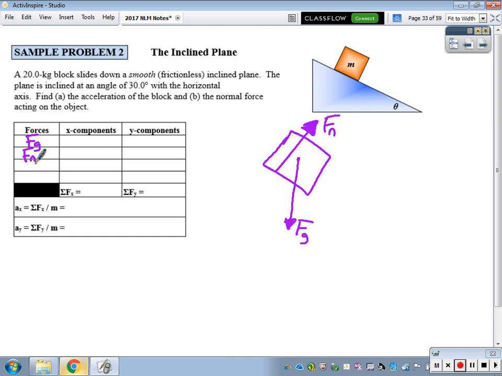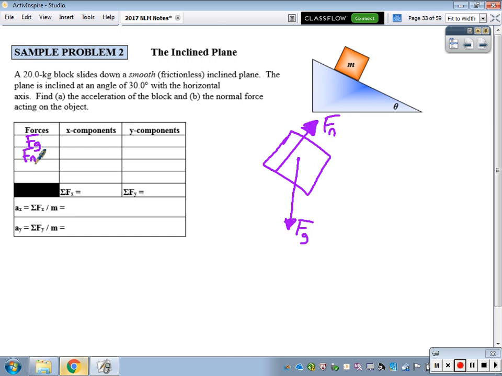Not a complex question. Where would it accelerate? Isn't it going to go down the inclined surface at an angle? Okay. That's kind of a problem for us because what are we trying to find at the end? We're trying to find the acceleration of this object at an angle.